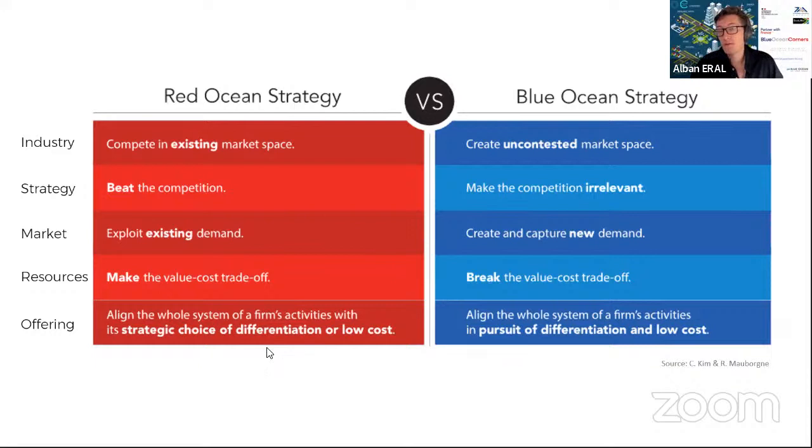The result at the end of the journey is not to have an offering based on a choice of either you propose differentiation or you propose low cost. It's both differentiation and low cost at the same time. You are able to have at the same time, differentiation with your offering and a low-cost approach.